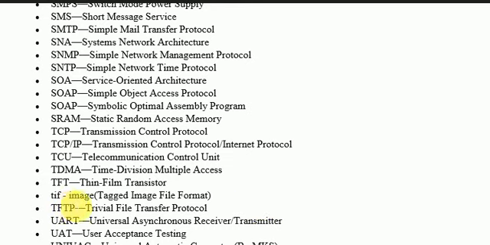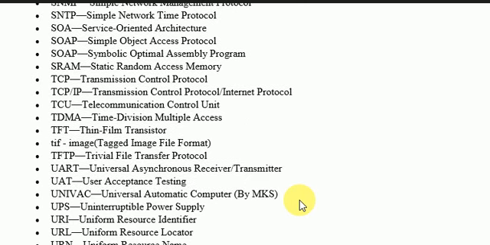Then TFTP, it's a trivial file transfer protocol. Then UART, it's a universal asynchronous receiver transmitter. Basically UART, USART, this word is used in telecommunication systems as a serial communication protocol, or we can say serial communication standard. UAT stands for user acceptance testing. UNIVAC, universal automatic computer. UPS, everyone nowadays uses a UPS in our home, that is an uninterruptible power supply.